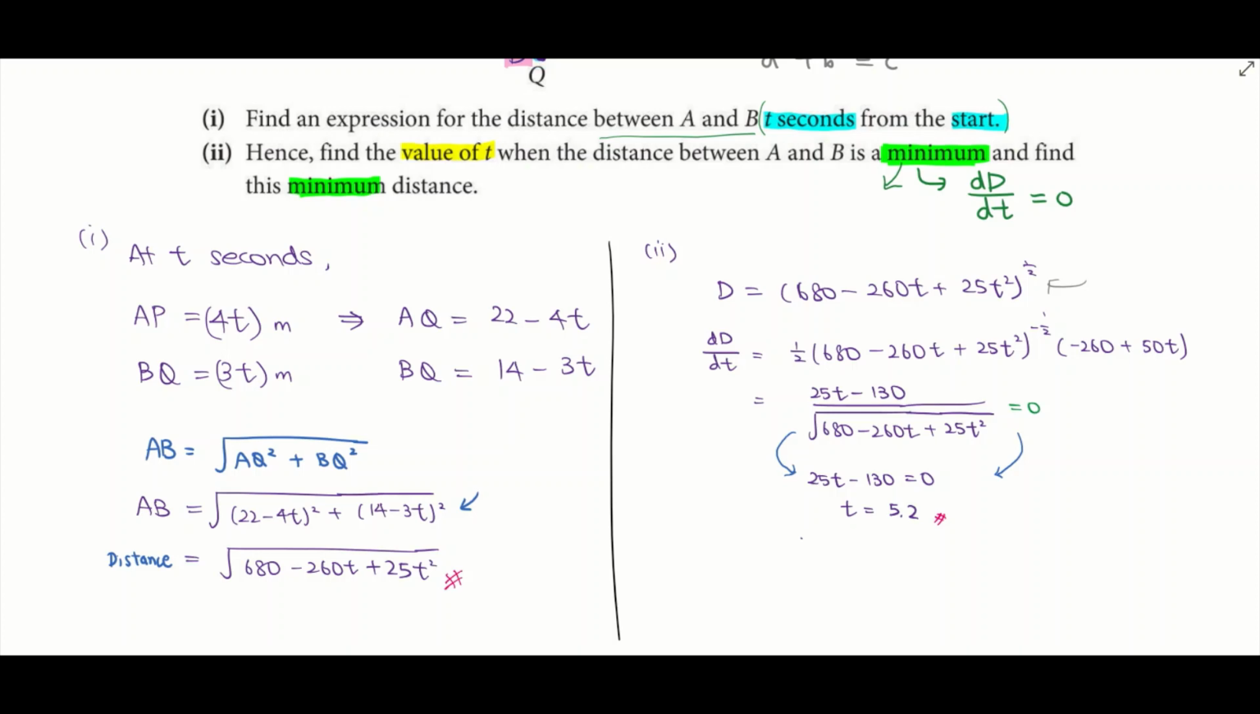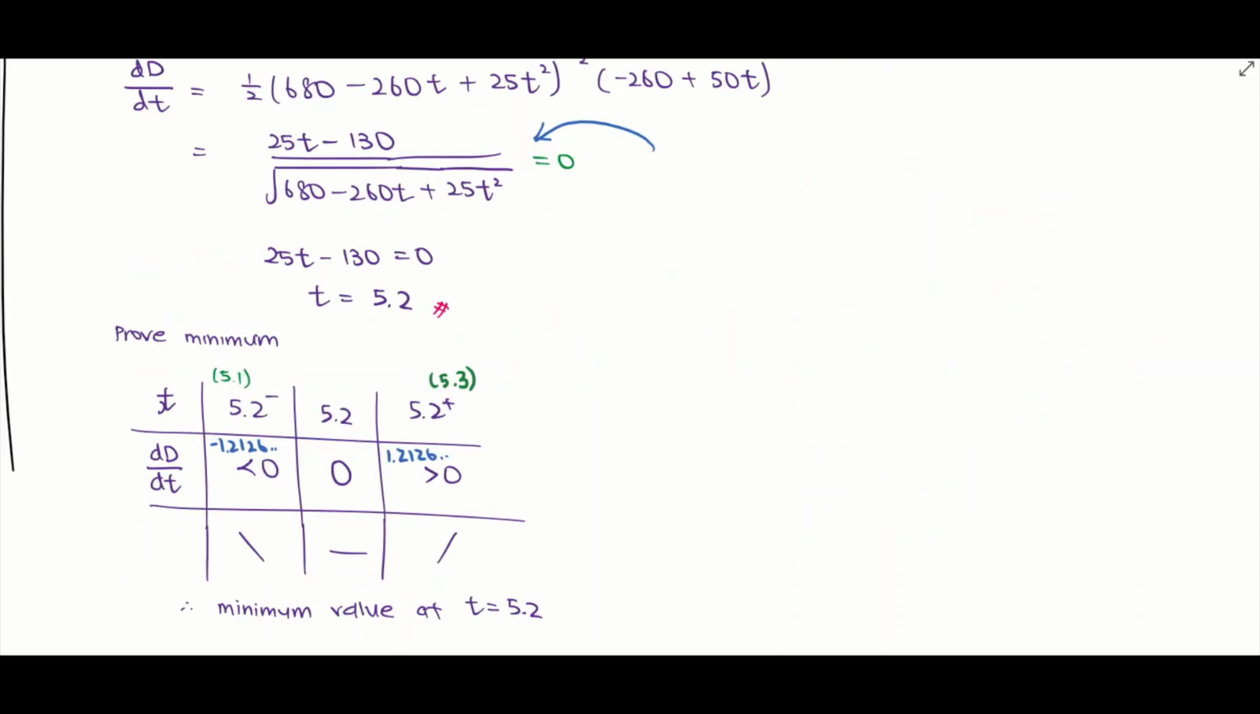Even though the question says that the distance will be a minimum, I must still prove that it's a minimum. How to prove? Use your first derivative or second derivative. If you look at my first derivative over here, is it easy to differentiate it? Since it doesn't seem very easy to differentiate it one more time, I will just use the first derivative test. After doing the first derivative test, I have proven that it is a minimum value. So indeed, the distance will be minimum at t equals 5.2.